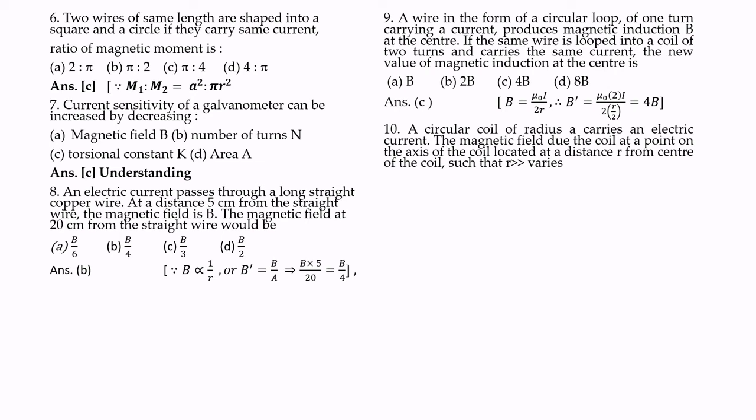Question number 10. A circular coil of radius A carries an electric current. The magnetic field due to the coil at a point on the axis of the coil, located at a distance r from the center of the coil such that r is far greater than A, varies as 1 by r square, 1 by r cube, or 1 over r to the power of 3 by 2. The correct answer is C, that is 1 by r cube. We know B is approximately equal to mu naught I A square over 2r cube.